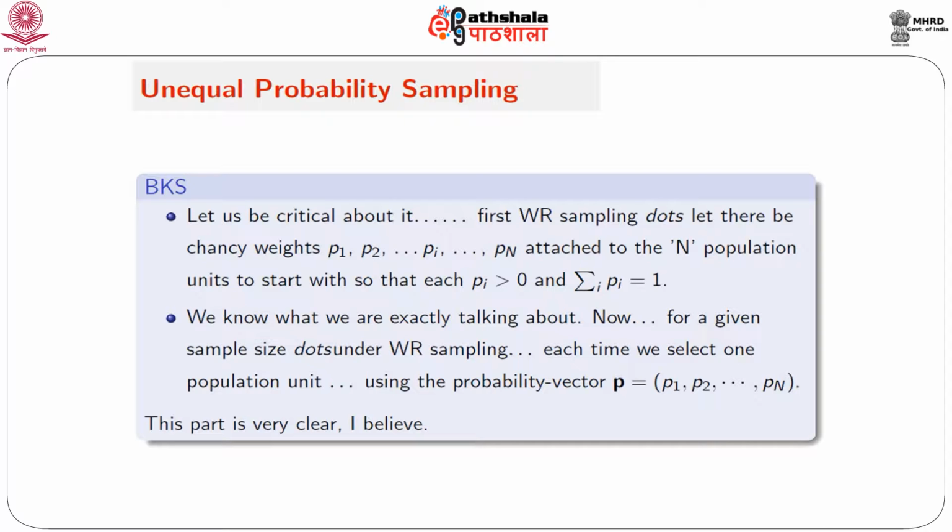So we can critically think about with replacement sampling, and then we can think of chancy weights P1, P2, ..., PN to be attached to all the capital N population units to start with. What we are exactly talking about, we know, for a given sample size under with replacement sampling, each time we select one population unit using the probability vector P equal to P1, P2, ..., PN. So this P1, P2, ..., PN stands as a probability vector for ensuring selection of the units according to the probabilities P1, P2, ..., PN in every turn if we are talking about with replacement sampling. Okay? So the first unit is selected using the allocation probabilities P1, P2, ..., PN. Then again, the next unit is selected using the same allocation probabilities, etc., because we are referring to the framework of with replacement sampling. I hope this part is very clear.